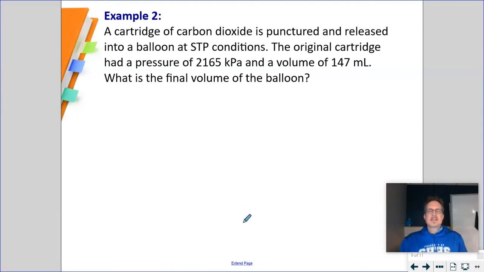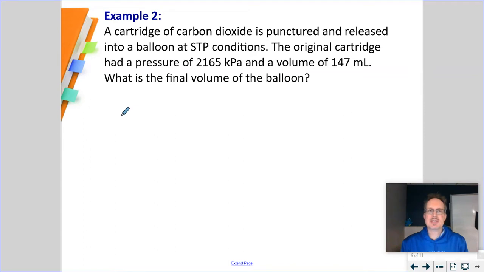Hello, Chem 20s. We're back for Boyle's Law Part 2. So, jumping into example number 2, I would like you to pause the video. I would like you to write down on the left-hand side at least a list of the variables from the question, check the units, make sure the question is ready to go, and then check back with me by unpausing.